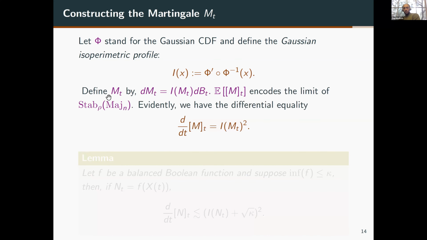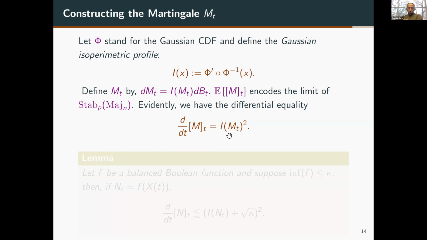And we define the martingale to satisfy the following stochastic differential equation. Right? So again, it is a Brownian motion, but it is renormalized according to the Gaussian isoperimetric profile. And once you define it, the calculation shows that it exactly encodes the noise stability of majority in the limit. So this thing equals arcsine of some quantity. And just by definition, it satisfies a differential equality, right? The derivative is given by the isoperimetric profile squared.